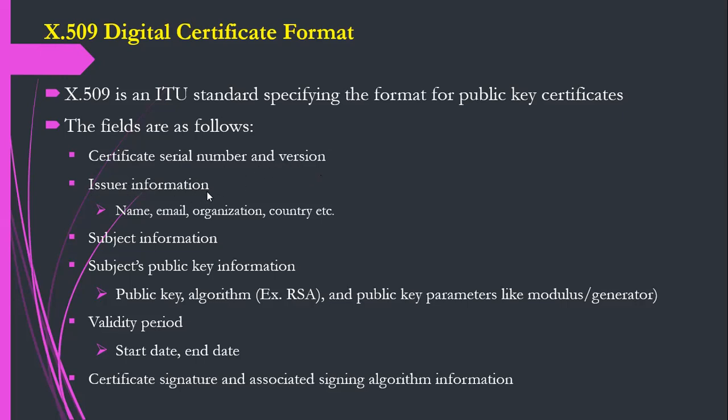Then the issuer information, like who has issued it: the name, the email, the organization, the country, etc. And the subject information must be there; we will see one example. Then the subject's public key information will be there: what is the public key, and which algorithm is used for encryption, like RSA. The public key parameters will be mentioned, like modulus and generator, with the specific values used.